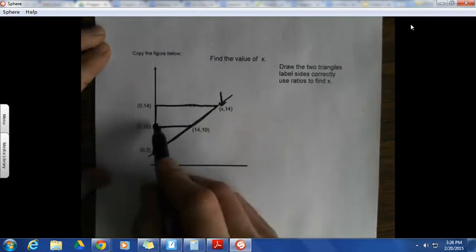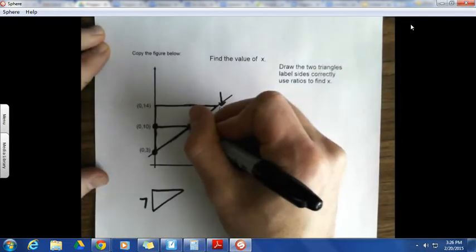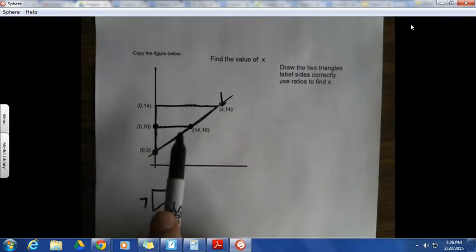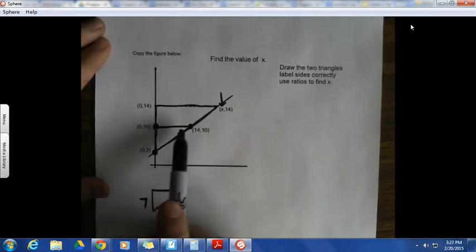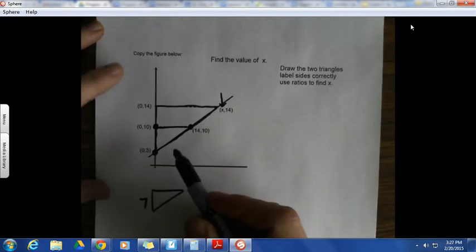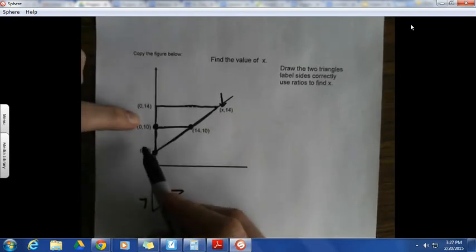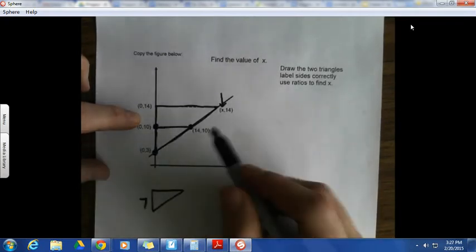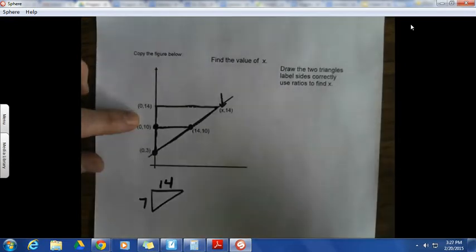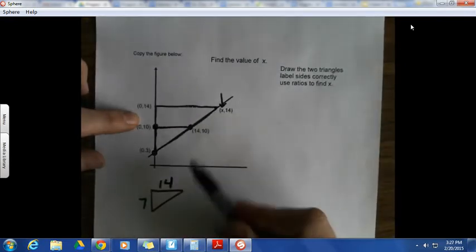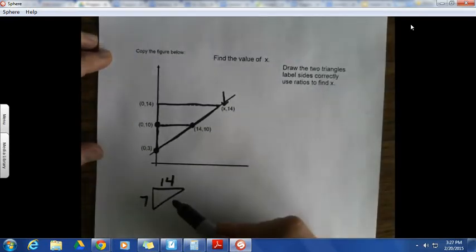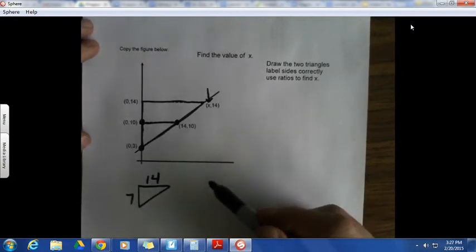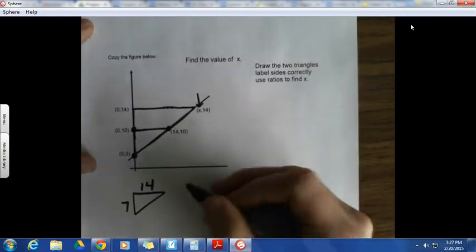Now, can we find the distance between this point and this point to get our other side? Well, this side runs horizontally, and the numbers that run horizontally are our x values. Here we go from an x value of 0 for this point, to an x value of 14 for this point here. So the difference between those two numbers is just 14. 0 to 14, 14 units away. So now we've drawn our small triangle, and we have our two legs, the dimensions that we need. So now let's look at our bigger triangle.